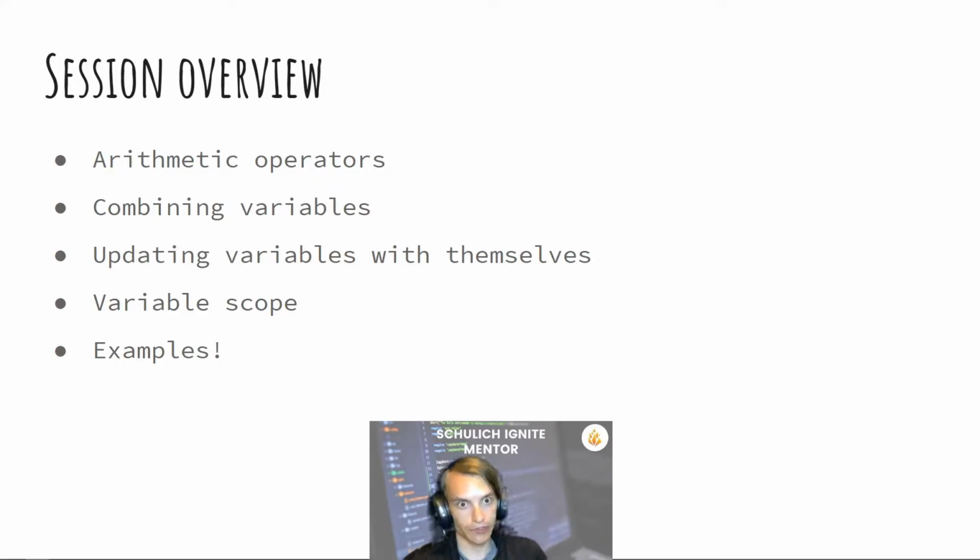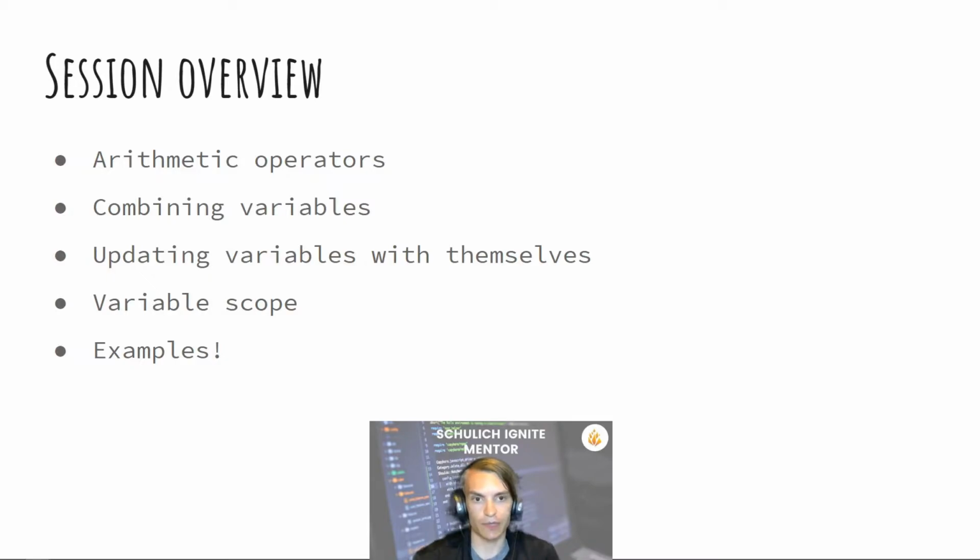What we're going to talk about today is doing things with variables. Again, we touched on arithmetic operators last time. We're going to talk about them a bit more today, and then we're going to talk about how we start to combine variables using arithmetic operators. How do we start to make some more complicated expressions? Then we're going to talk about a really interesting and very, very useful topic, which is updating variables using themselves.